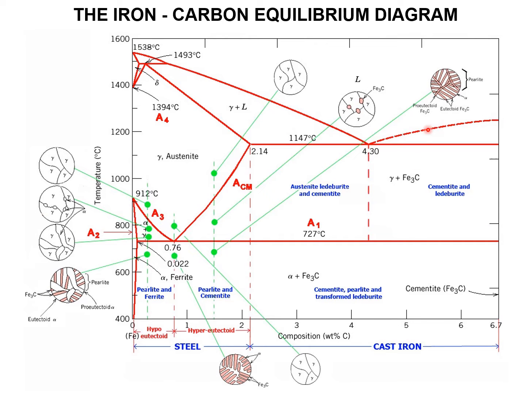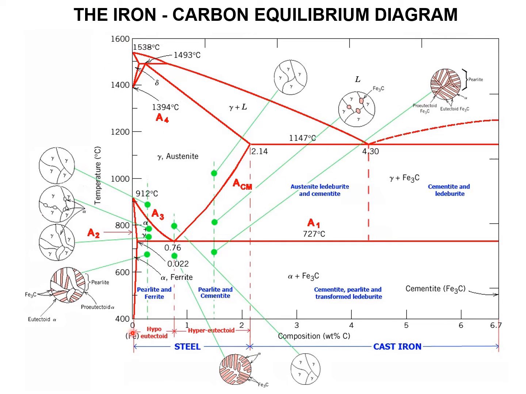So now we will see the iron carbon equilibrium diagram. This diagram is drawn between temperature versus percentage of composition with respect to the iron carbide, or we can call it iron carbon. On the x-axis we have 0 to 6.7 percentage of carbon, and on the y-axis we have temperature up to 1600 degrees.